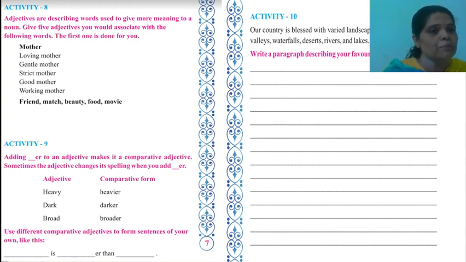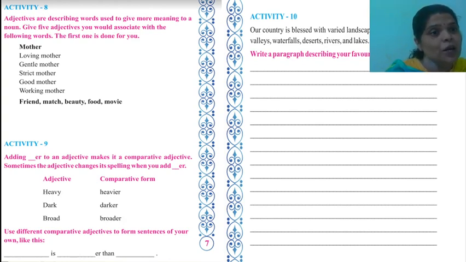So how can you write mother? Mother is the noun. So how can you write with adjectives? Like I am saying, loving mother, gentle mother, very strict mother, good mother, best mother. All these we can say about mother. But similarly, how can I say about friend? My best friend, my true friend, my childhood friend. Then match, beautiful match, interesting match. Okay, beauty, inner beauty. Okay, food, junk food. Don't take junk food much. Okay, movie, nice movie. It's a comedy movie, tragedy movie, Telugu movie.